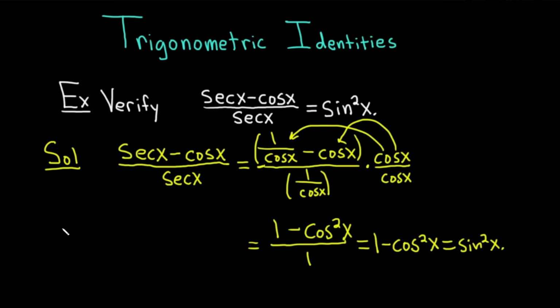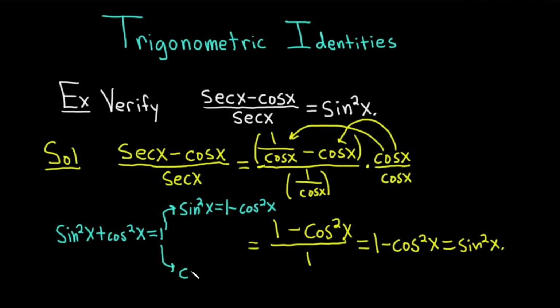If you have sine squared x plus cosine squared x, most people know that this is equal to 1. From this you can get two more identities. You can solve for sine squared by subtracting cosine squared from both sides. You get sine squared x equals 1 minus cosine squared. Likewise, you can solve for cosine squared by subtracting sine squared from both sides. You get cosine squared x equals 1 minus sine squared.